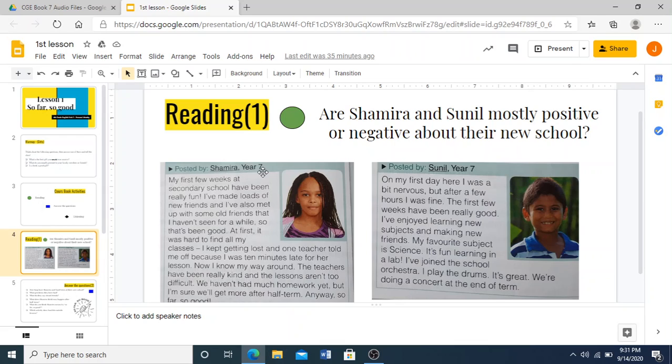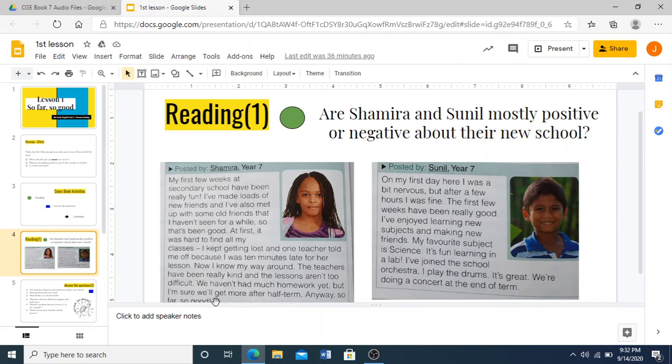Shamira, year 7. My first few weeks at secondary school have been really fun. I've made loads of new friends and I've also met up with some old friends that I haven't seen for a while. So that's been good. At first, it was hard to find all my classes. I kept getting lost, and one teacher told me off because I was 10 minutes late for her lesson. Now I know my way around. The teachers have been really kind and the lessons aren't too difficult. We haven't had much homework yet, but I'm sure we'll get more after half term.